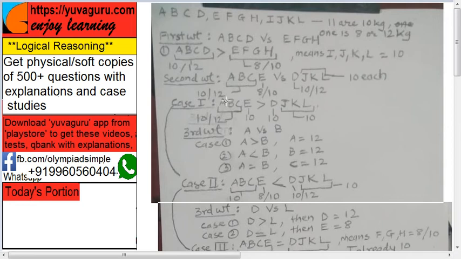If this is the case, then do the third weighing, A versus B. Why are we doing A versus B? Because the problem is only in ABC now. Remaining all we know. If A is greater than B, A equals 12. If A is less than B, B equals 12. If A equals B, C equals 12. So case 1 is over.